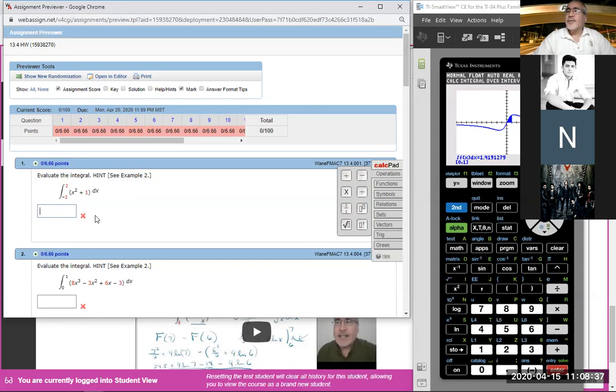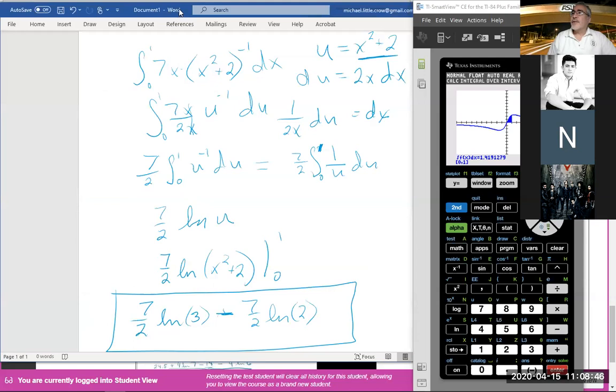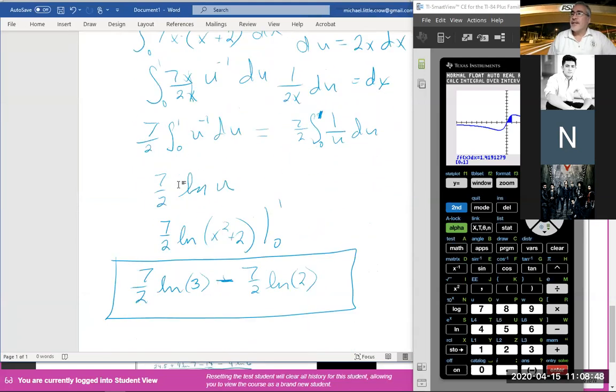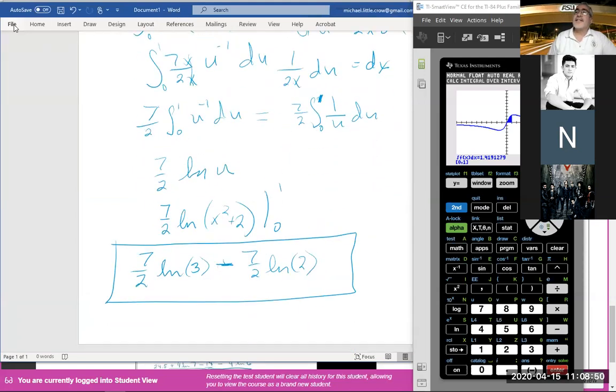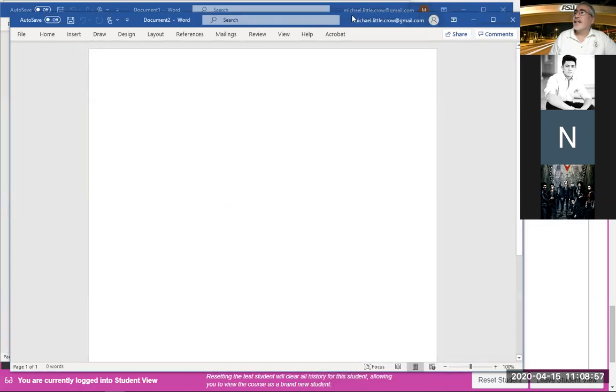Okay. So this one here, number 1, that's the integral of x squared plus 1. Is that what you have, or is yours different? I got the same one. It's the exact same one. Good, good. It's not too much. So let's take a look at how we would do it. Let me get this out of the way.